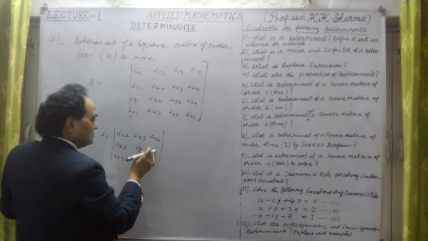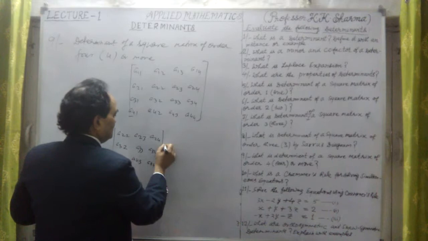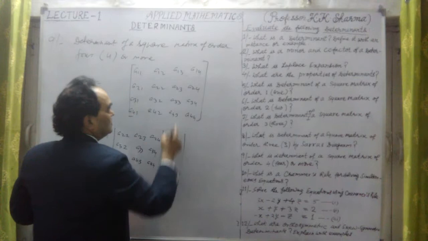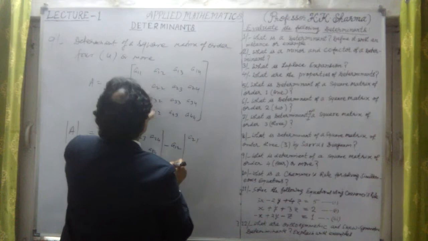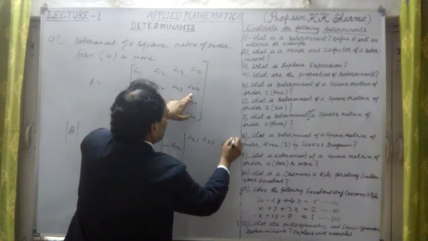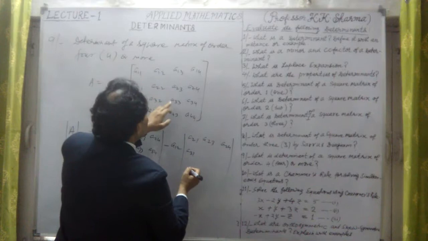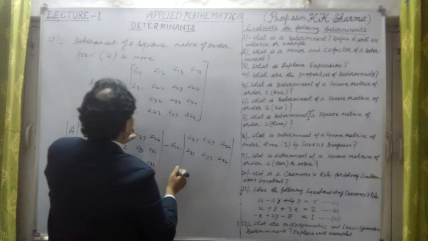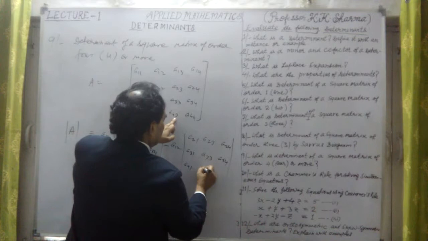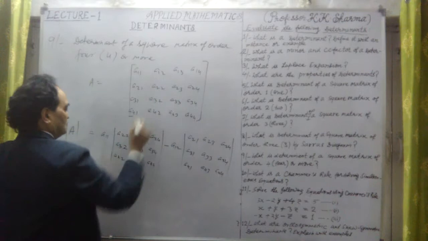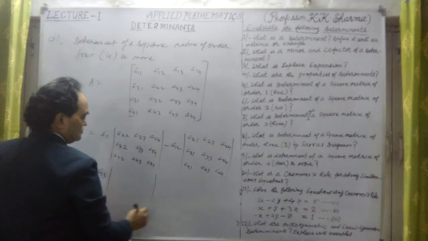Now again this value will be calculated by the same method as we just calculated there. Then this is negative because 1 plus 2 is odd. This is A12, again the determinant of the remaining values: A21, A23, A24, A31, A33, A34, A41, A43, A44. Then plus, now this is A13, positive value, and the cofactor of this.